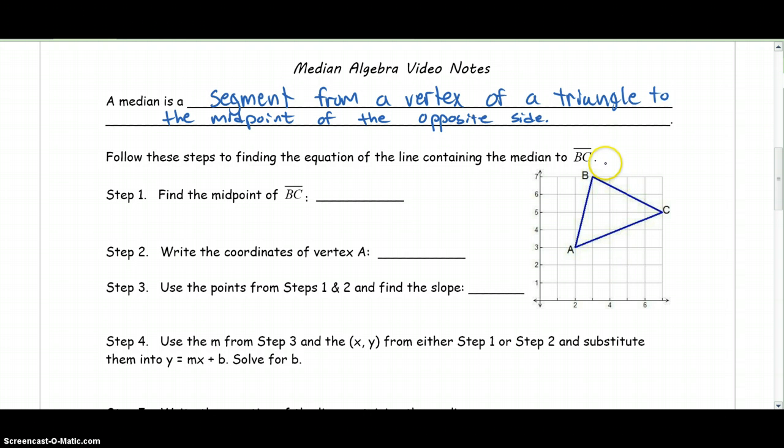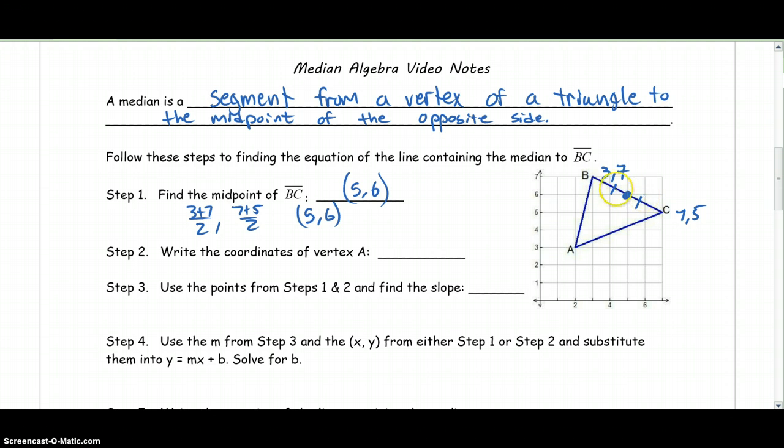Well, we recognize that B is at (3, 7), and C looks like it's at (7, 5), so we can find the midpoint between (3, 7) and (7, 5). That's (3 plus 7) over 2, comma, (7 plus 5) over 2, and that gets us a midpoint of (5, 6). So that is our midpoint, and we can plot that here and show that it is indeed the midpoint of BC.